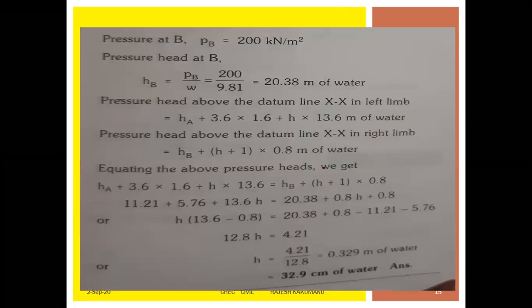Now the pressure at B. PB is equal to 200 kilonewton per meter square. Now the pressure head at B is HB, PB by W, that is equal to 200 divided by 9.81, which is equal to 20.38.